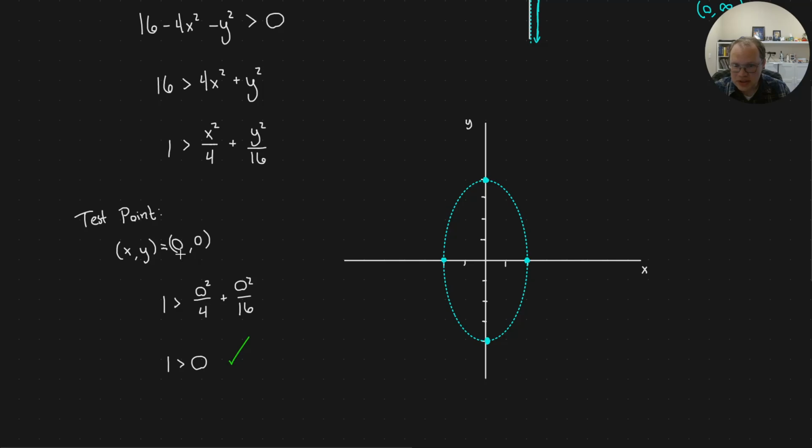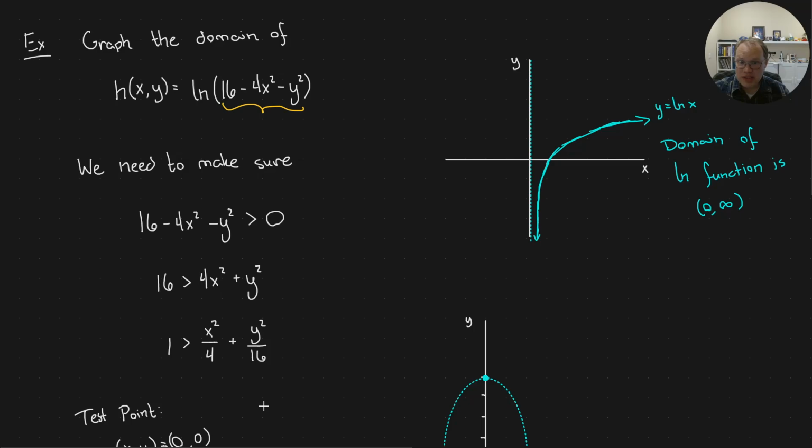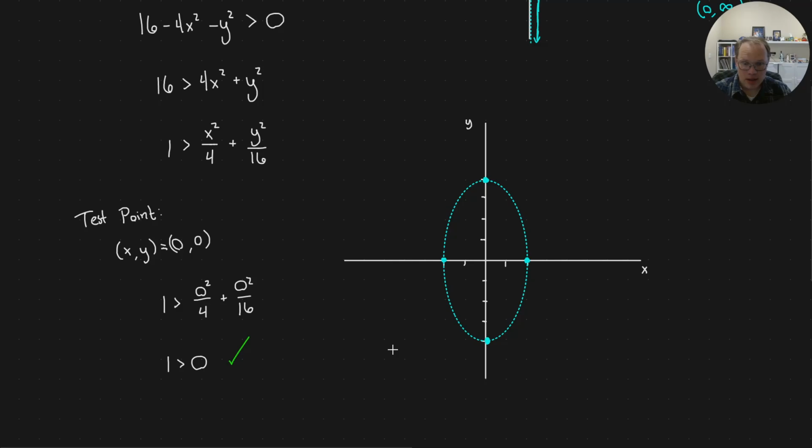Okay? So 0, 0 makes this inequality true, which means it would be a point that I would be allowed to plug into the natural log function. It would be a point in the domain. Right? Because that 1 point works, every point in this interior region must work. So I'm going to shade the interior here.